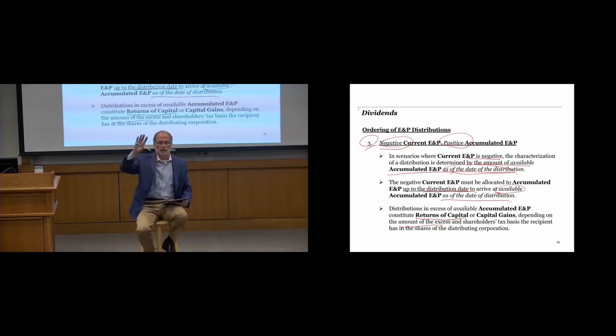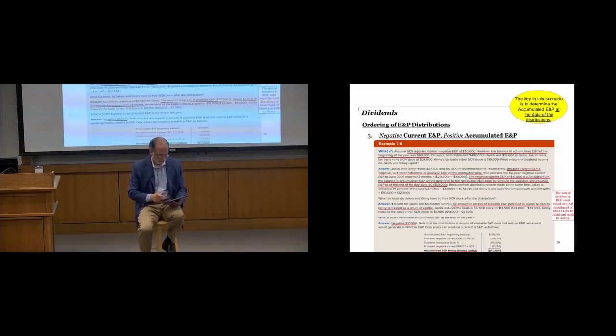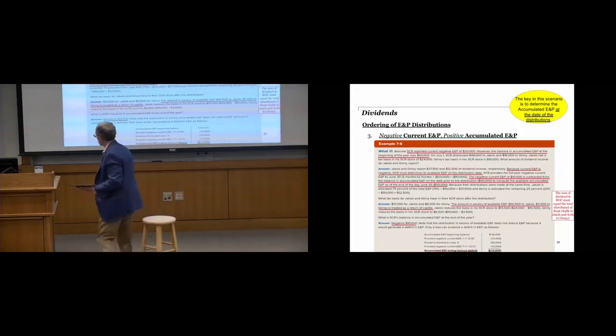I've lost money currently, but I made money in the past. So now what I have to do is advance some portion and eat into that accumulated E&P for that current year loss. Okay, 7.6.